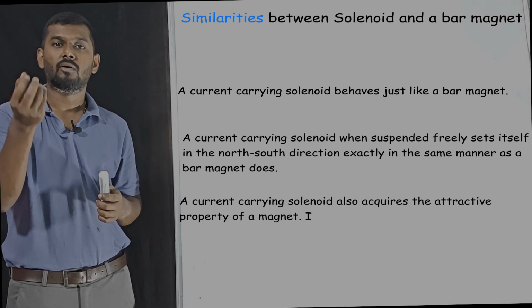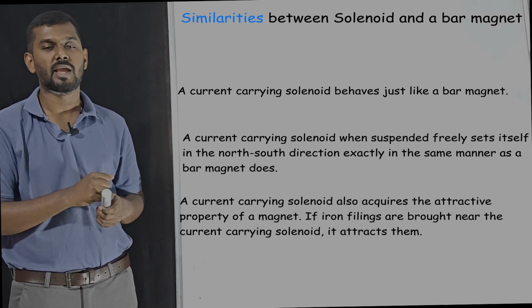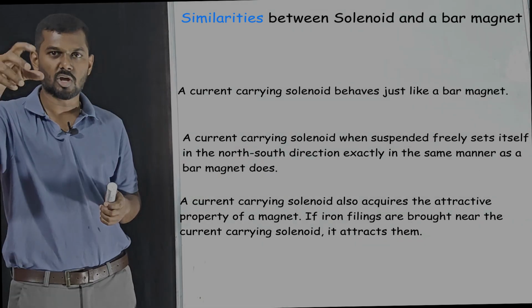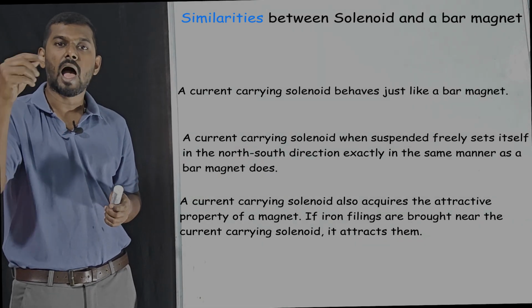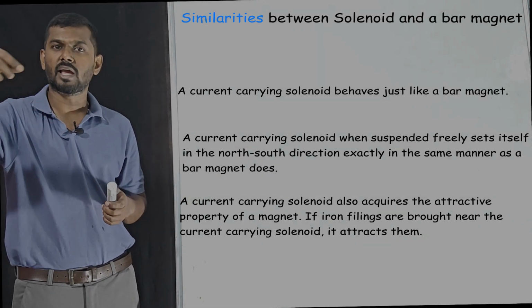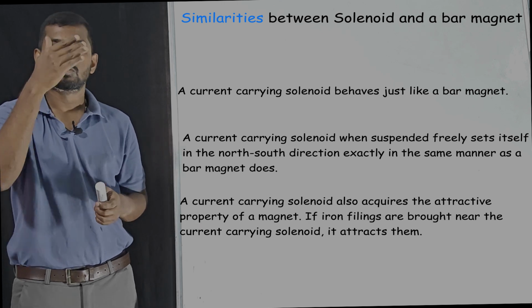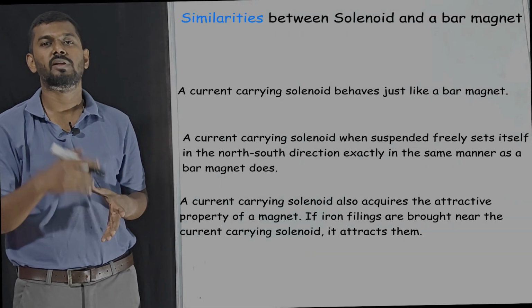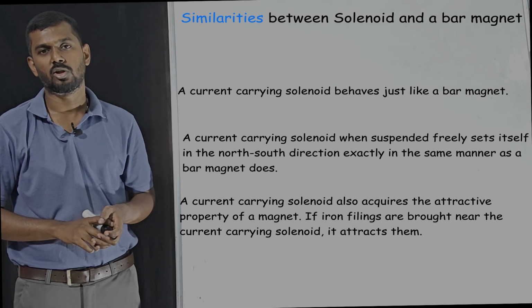And like a bar magnet, it attracts iron fillings. Whenever a current carrying solenoid is there, if we bring iron fillings near to the current carrying solenoid, it attracts them. So these are the similarities between bar magnet and a solenoid.